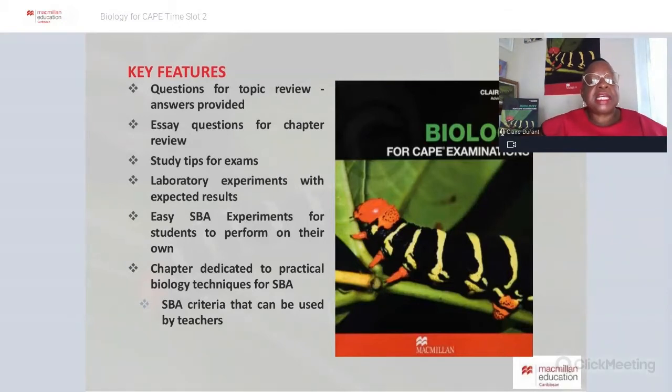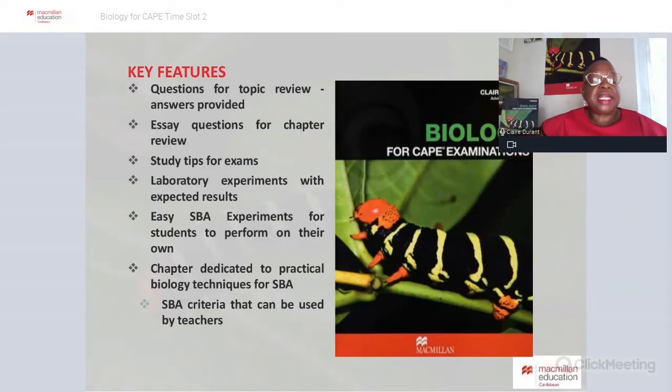These experiments would have been designed with working in the laboratory, in the classroom, or at your school in mind. And it includes expected results because sometimes you might be working on an experiment and you are not certain what the result should be. So the experiments give you an idea of what is involved. Also, we have some easy SBA experiments for our students to perform on their own, and the video at the end will give you an idea of what that looks like.